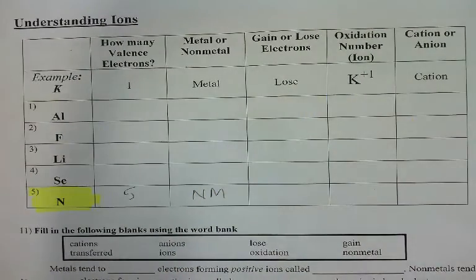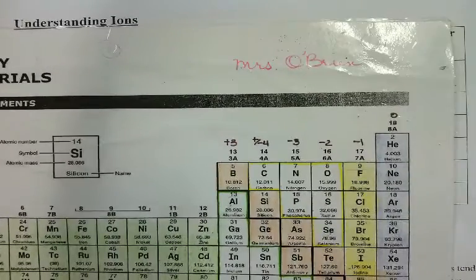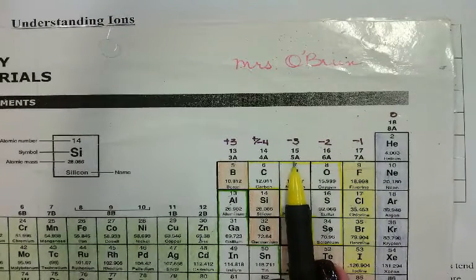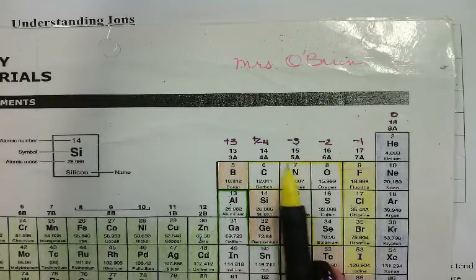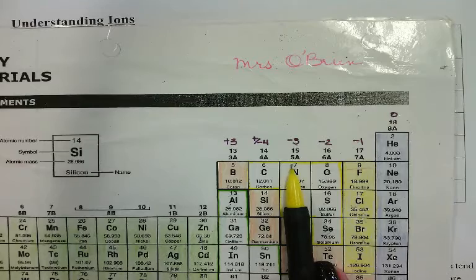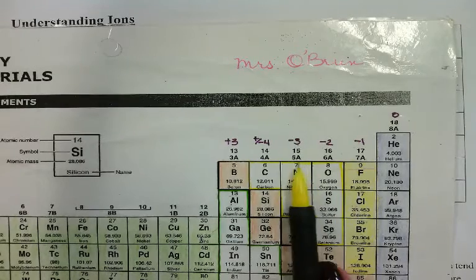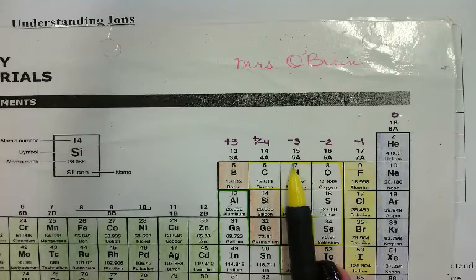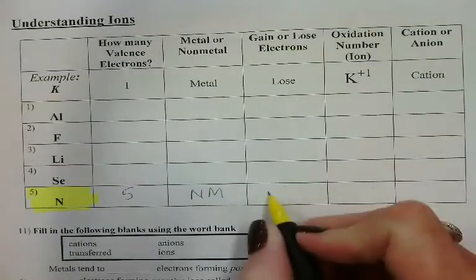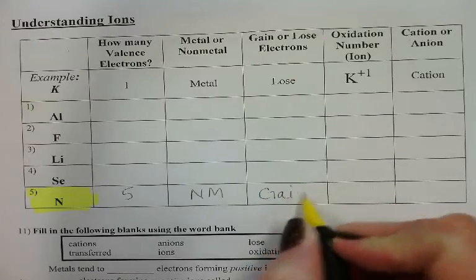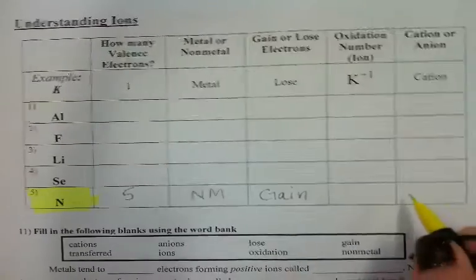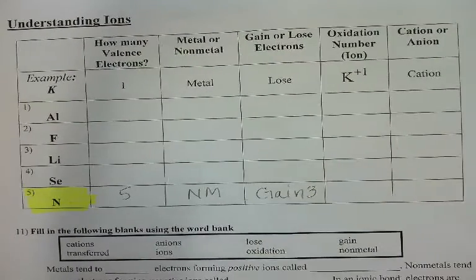Will it gain or lose electrons? Nitrogen has 5 valence electrons. It wants to have 8 valence electrons for a full valence shell. So it will need to gain 3 electrons in order to have those 8 valence electrons. So it will gain electrons, and it will gain 3 of them. So we'll go ahead and put how many it gains.